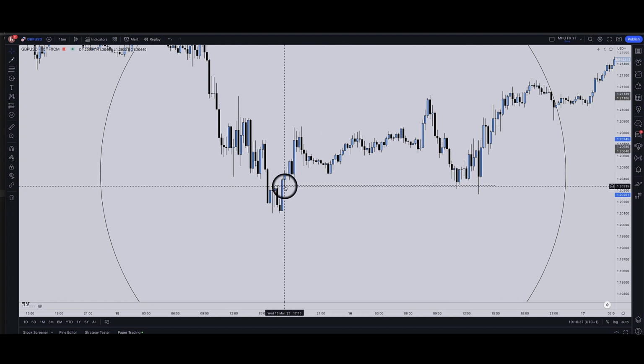And if you guys want to know more about mitigation, check out the video I have linked up on the cards. I talk about mitigation. Basically, it's like the missing piece. And that one concept really helped my trading.